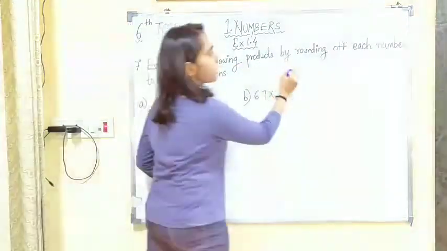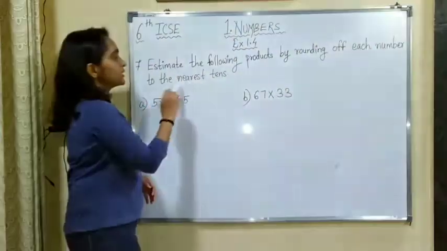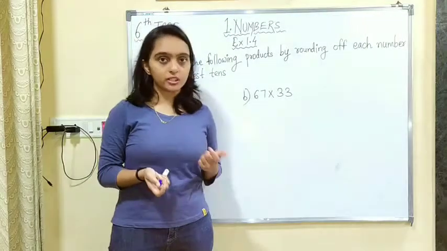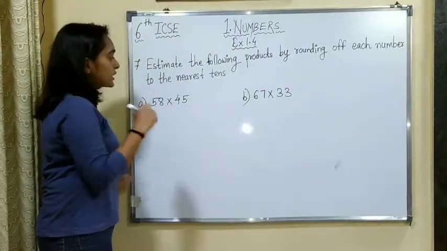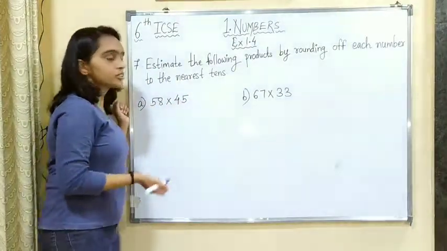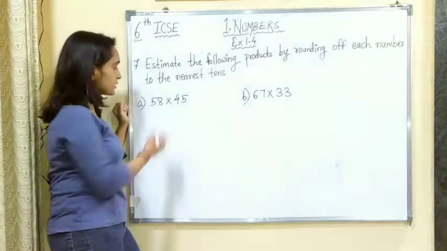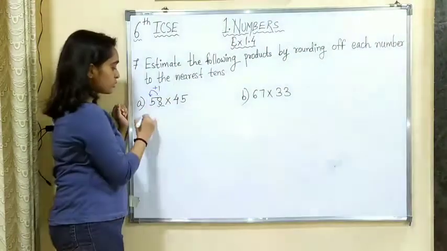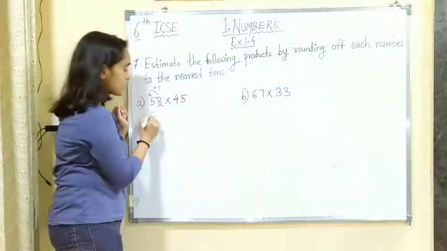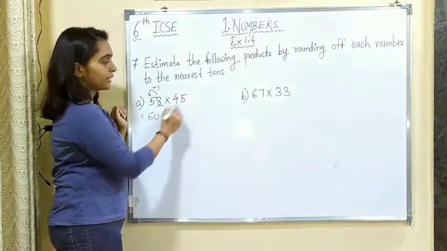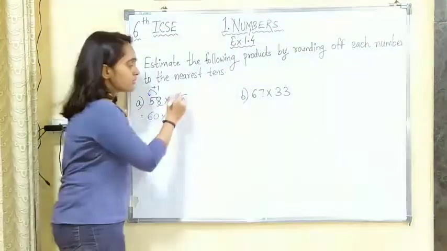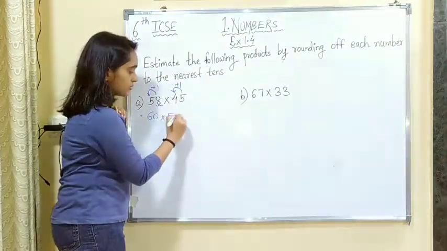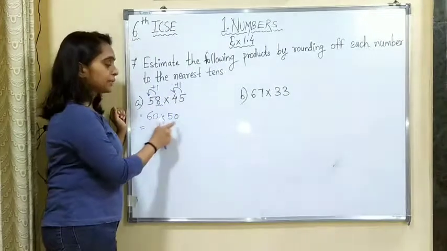Estimate the following products by rounding off each number to the nearest tens. So here we have to estimate the given numbers and then find their products. The first question is 58 multiplied by 45. Here first we have to estimate it to nearest tens. So units place is 8. So we will add 1 here. So it will give you 5 plus 1 is 6. 60 multiplied by 5. So 5 is equal to 5, then again we will add 1 to this number. So it will be 50. So 60 multiplied by 50.